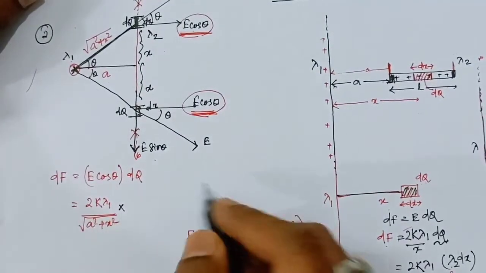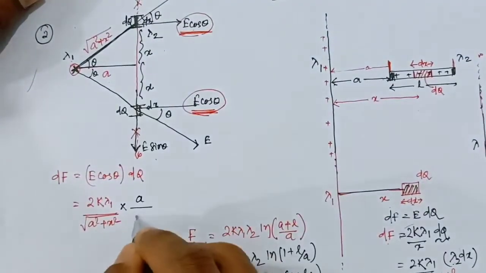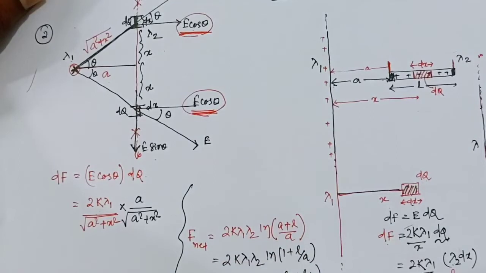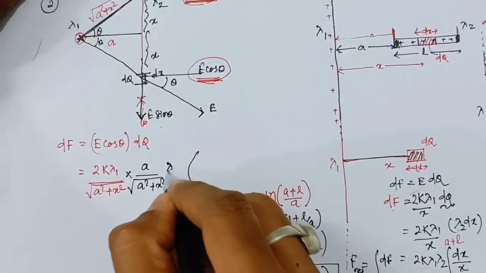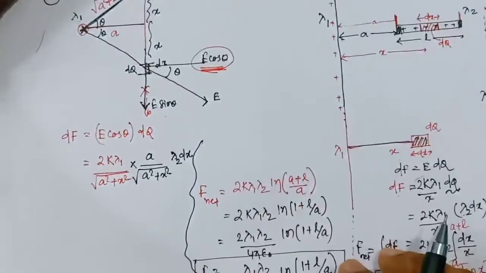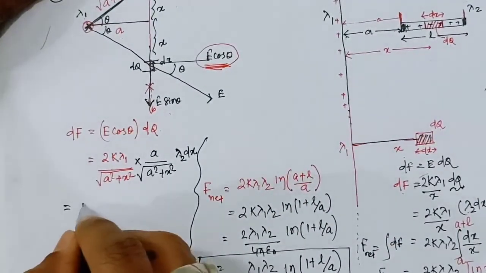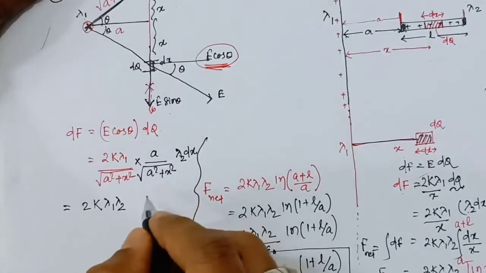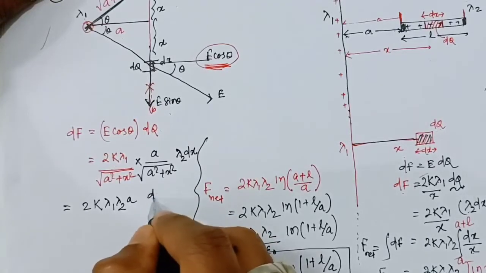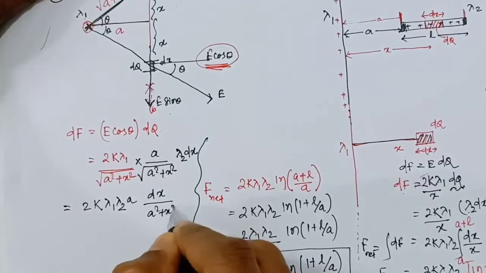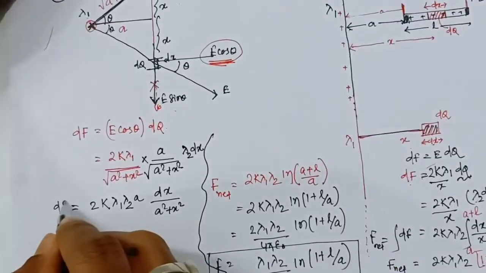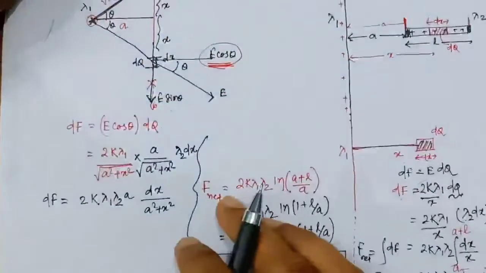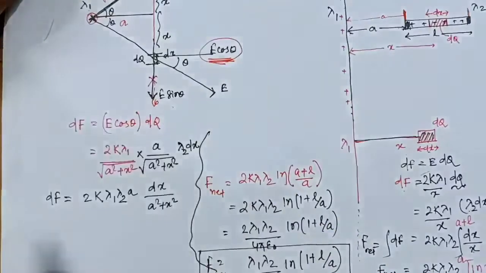And what is cos theta? Cos theta can be written as a upon square root of a square plus x square, and dq can be written as lambda 2 dx. So let me arrange the things. This is 2k lambda 1 lambda 2 into a, and this is dx upon a square plus x square. This is my dF, the force on the small element due to this infinite line charge having line charge density lambda 1.